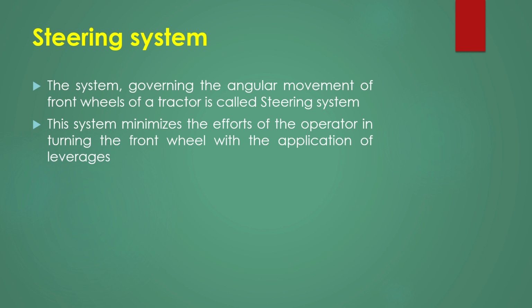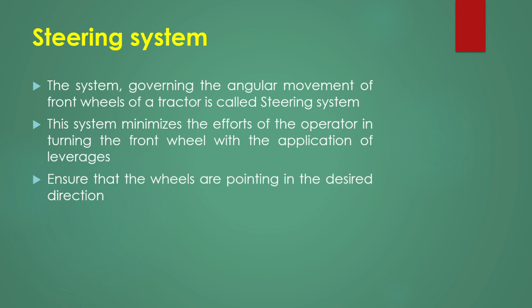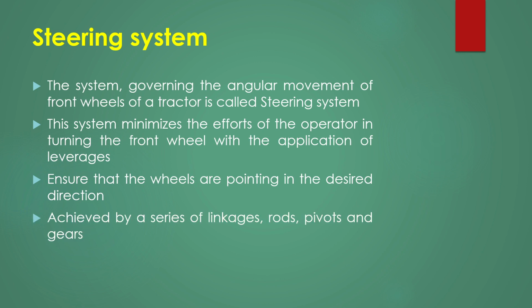So, as far as the tractor is concerned, the front wheel is the wheel that we give the direction, and the rear wheel axle is a live axle to which we give the power. The front wheel axle, which is called the dead axle, will not give any power, but we are controlling the direction, or steering, in the front wheel. That is controlled by application of leverages, and the movement is achieved by using a number of linkages, rods, pivots, and gears.